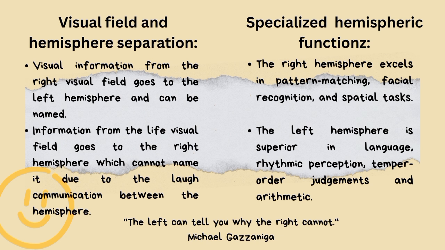Now let's proceed to the left hemisphere, because we have two, the right and the left hemisphere. Here we have four tasks, which are language and arithmetic, perception, temporal order judgment, and lastly, arithmetic.